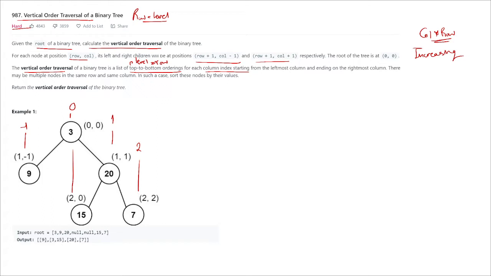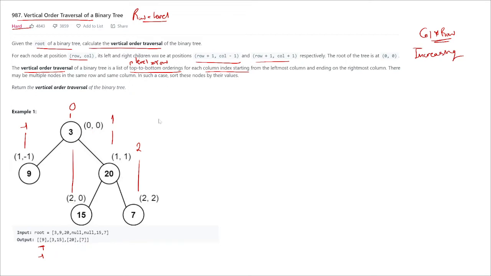So over here you can see that 9 corresponds to column with the value of -1. 3 and 15 correspond to columns with the value of 0. 20 corresponds to columns with the value of 1, and 7 corresponds to columns with the value of 2. And we choose 3 before 15 because 3 has a row value of 0, while that's not row, that's column. 3 has a row value of 0, while 15 has a row value of 2.